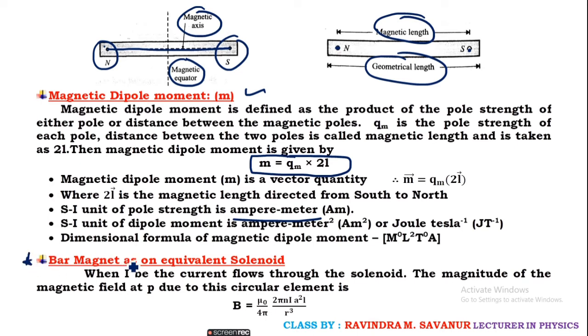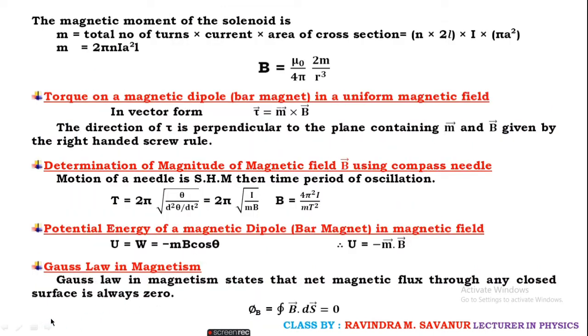After this one, the bar magnet is equivalent to a solenoid. We are deriving a mathematical equation. Finally, we are going to arrive at this equation: B equals mu naught upon 4 pi into 2 pi NIA square I divided by R cube. So here each one represents different units. And this one only we are writing in terms of what?